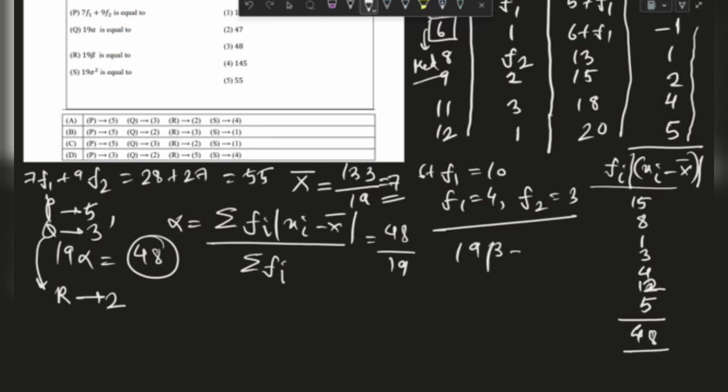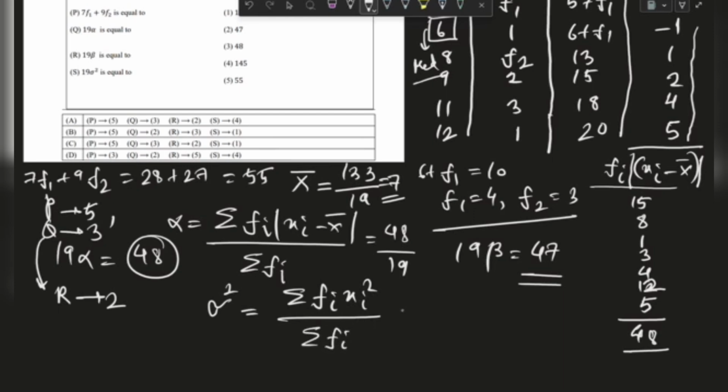19 beta will come out as 47. Although I can calculate it for you guys, I will leave the calculations to you. And for sigma square, what you can do is just sigma fi xi square by sigma fi minus mean square. So you already know the mean here. We get 49, and I request you guys to find out this, because calculations will take a lot of time. So this question is nothing but, okay, and our correct option here I will tell you.